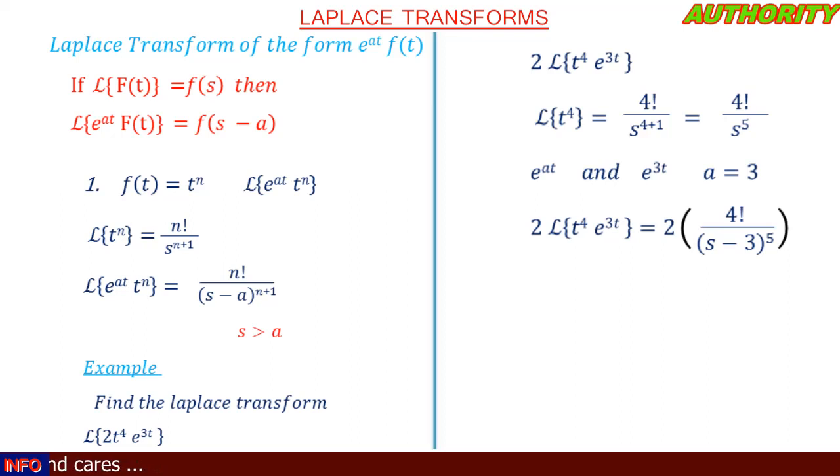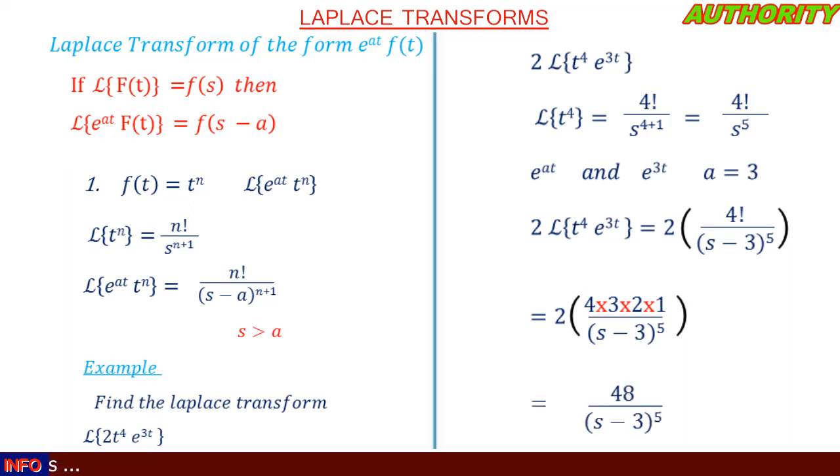Okay. And I'm very sure you know what to do for the rest. You can simplify. So 4 factorial simply means 4 times 3 times 2 times 1, right? Good. So when you say 4 times 3 times 2 times 1 multiplied by 2, it is going to give you what? 48. So here we have 48 all over s minus 3 raised to the power of 5. Hello. Please, I hope you understand this, right? Good. Now let's take another one. We are talking about the Laplace transform of e raised to the power of at f of t, where f of t takes different forms, right?